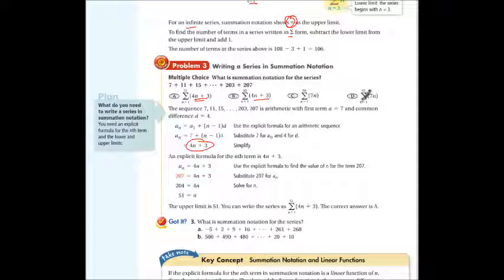These are all 4n plus 3, so I know those are right. This is wrong, and this is wrong, because 4n plus 3 is what has to go in. The explicit formula for the nth term is 4n plus 3. The nth term is 207, and that equals 4n plus 3. So we substitute this in and solve, and we get 51. All we're saying is that the last term, 207, must have been the 51st term. So the upper limit is 51, the lower limit is n equals 1, and the explicit formula is 4n plus 3, so the answer here is A.